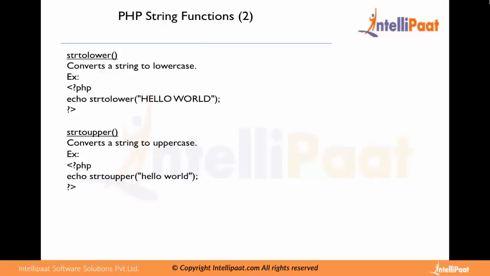Next we will see the strtolower function. This function will convert a string into lowercase. Suppose I have a string and I want to make it lowercase, then I can use the strtolower function. Whatever string I pass to this function, it will return in lowercase. Similarly, we can use strtoupper. This function converts a string to uppercase. Whatever string we pass to the strtoupper function, it will return the string in uppercase.